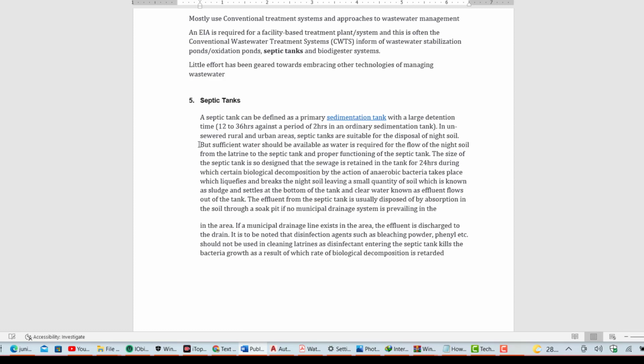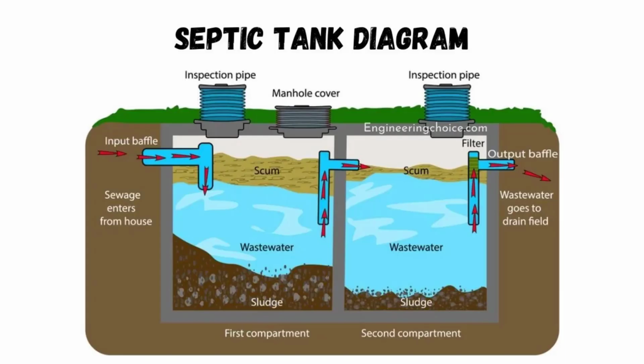The effluent from the septic tank is usually disposed of by absorption in the soil through a soak pit, if no municipal drainage system is prevailing in the area. If a municipal drainage line exists in the area, the effluent is discharged to the drain.